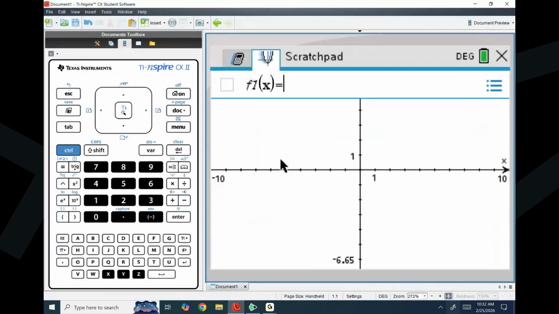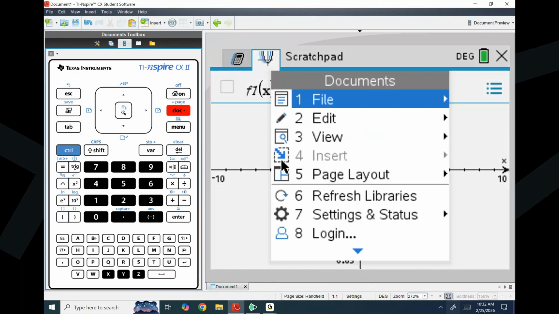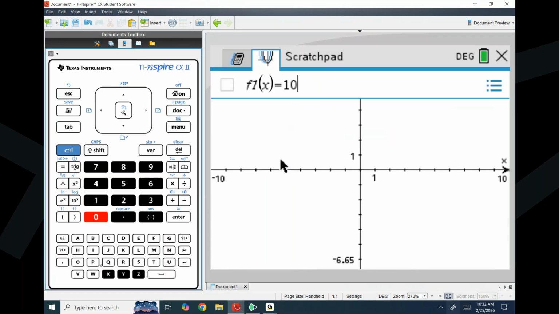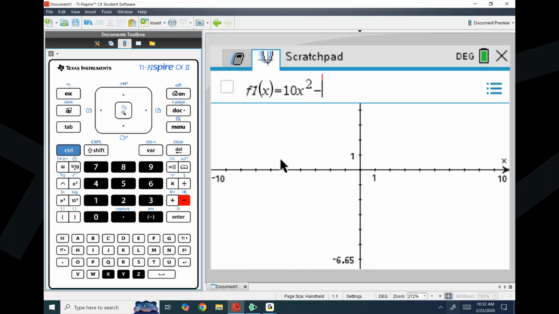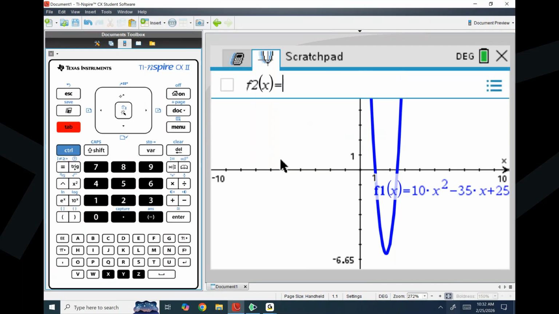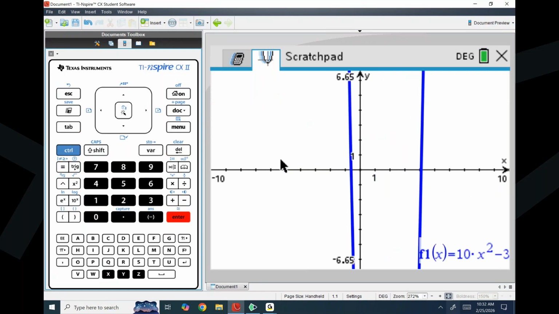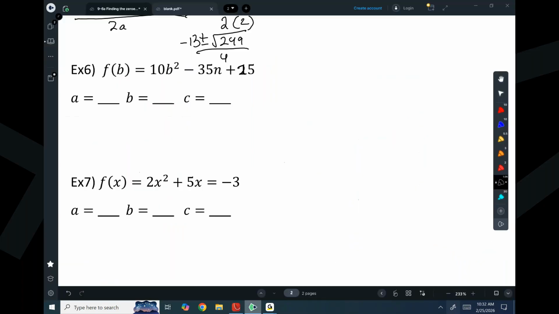I want to see something. Hold on. What is it? 10x squared. What was the equation? 10x squared what? Plus 20? Plus 25? Okay. I'm going to change it because I wanted to do something here. Oh, that's not helping me at all. All right, I'll just leave it. I'll do it on the last one.